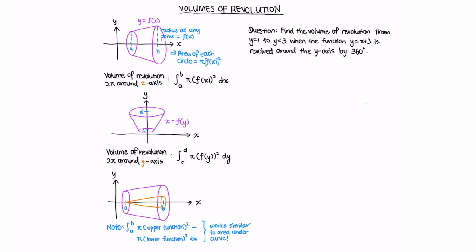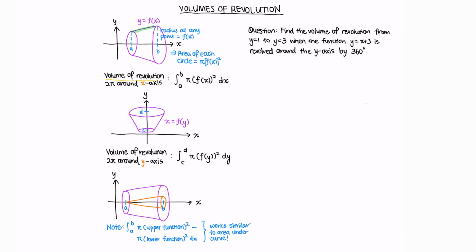Now let's go on to the formula. If we have this purple object over here, and this graph is y equals f(x), can you see that we can cut this into many slices of circles? At any x value, the radius over here will be equal to f(x), because the y value will give us this radius. And hence, the area of each slice will just be pi r squared, or pi of f(x) squared.